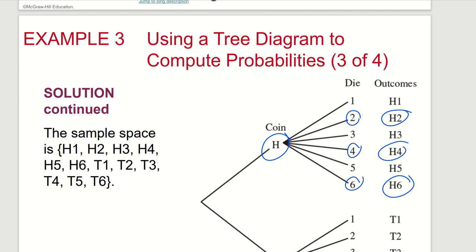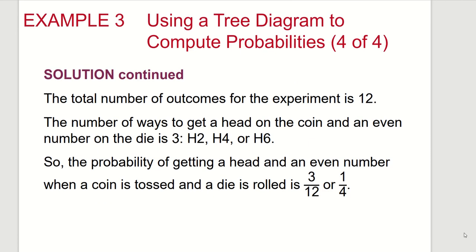So we see that that event can happen 3 ways out of the total number of 12 possibilities, for a probability of 0.25. So if you flip a coin and roll a die, the probability that you get a head and an even number would be about 0.25. It's between 0 and 0.5, so it wouldn't be a likely event. It'd be unlikely, but again, it could still happen.